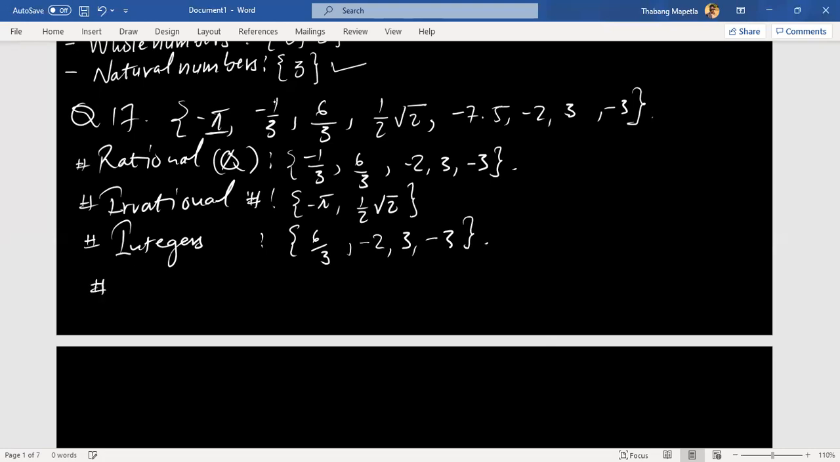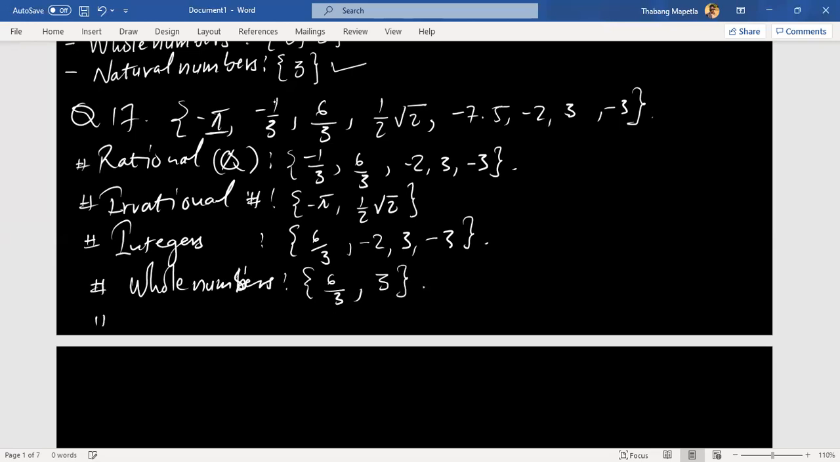And then the next one is whole numbers. Whole numbers are numbers which are whole counting numbers. So this is a 2, so it's 6 over 3. And then this is -2, it's not in. This is a 3, it is a counting number. So we have only 2 numbers.